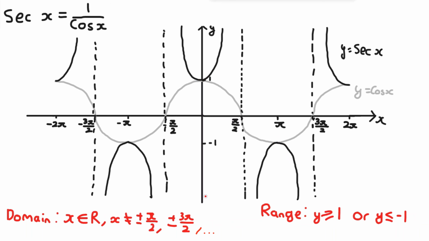And then this, of course, could also be in radians, where everything is the same except for the values on the x-axis, obviously, and the values in the domain, where now it can't be equal to plus or minus pi over 2 or plus or minus 3 pi over 2. The range is the exact same, as it's the same function, just with different units.